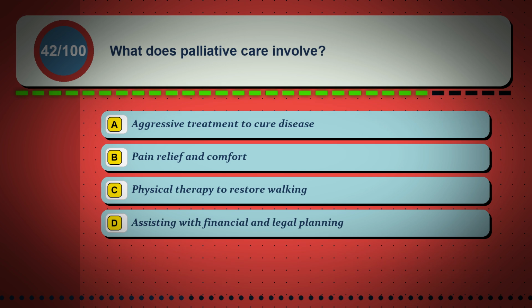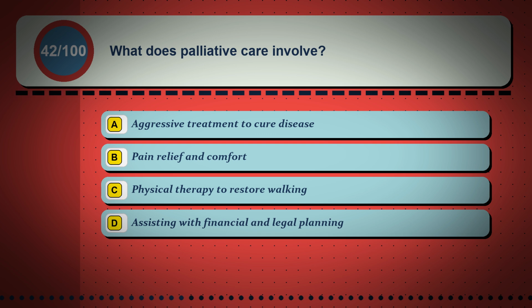Question 42. What does palliative care involve? Option A. Aggressive treatment to cure disease. Option B. Pain relief and comfort. Option C. Physical therapy to restore walking. Option D. Assisting with financial and legal planning.